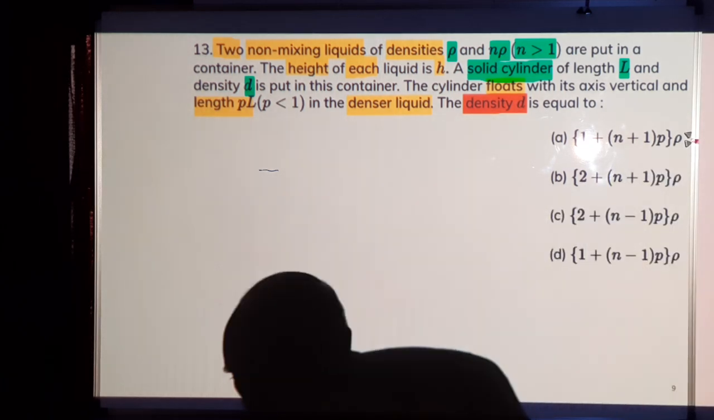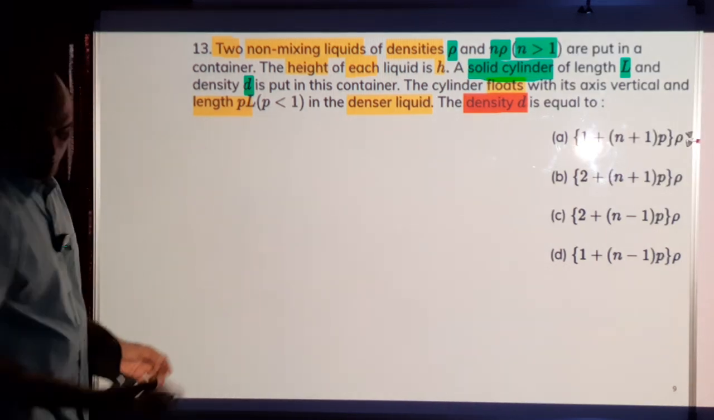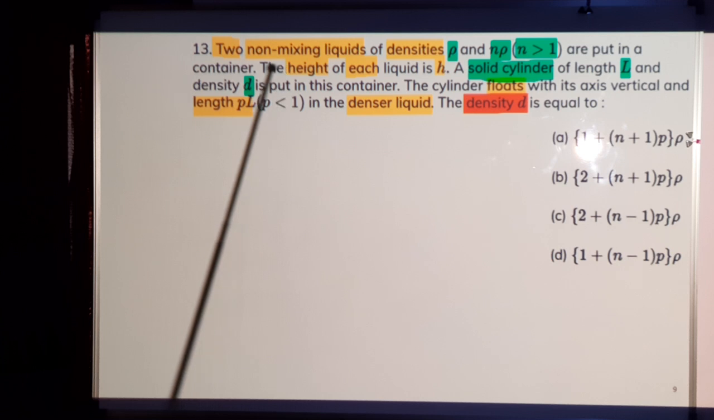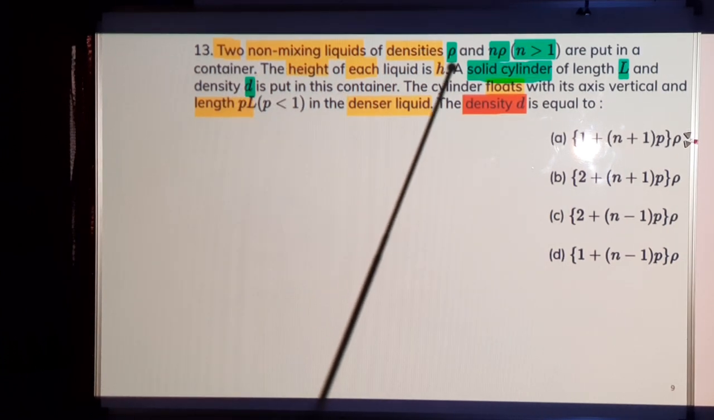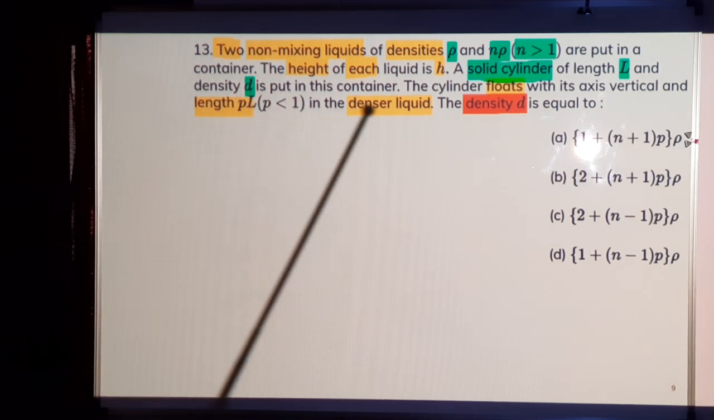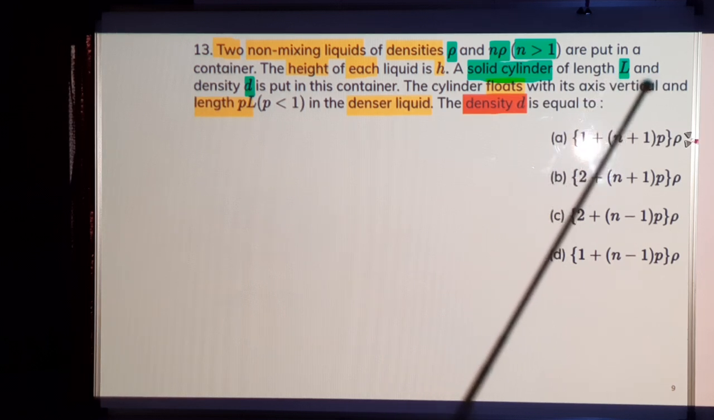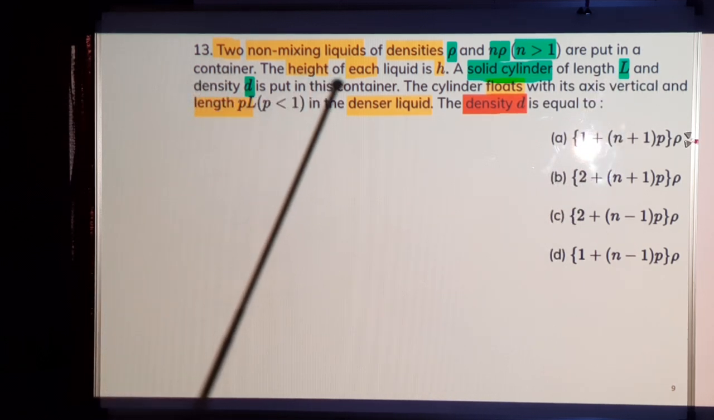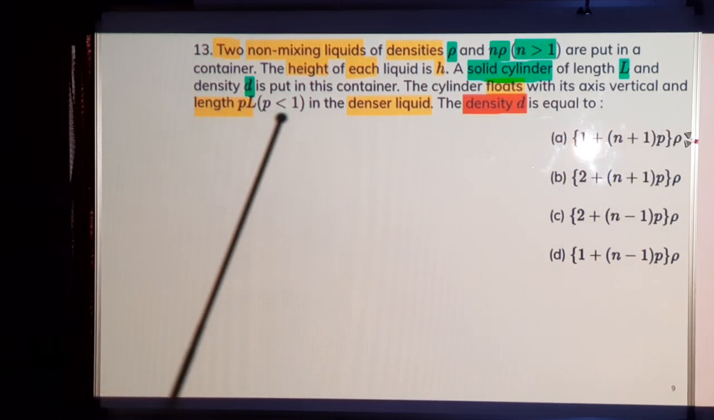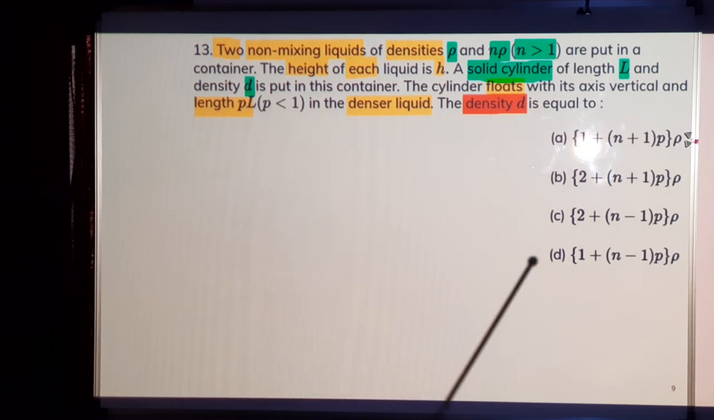This is the next question. You can read it. Two non-mixing liquids, densities rho and n rho, n greater than 1, are put in a container. The height of each liquid is h. A solid cylinder of length L and density D is put in this container. The cylinder floats with its axis vertical and length PL, P less than 1, in the denser liquid. The density D is equal to. Pause and attempt this question.